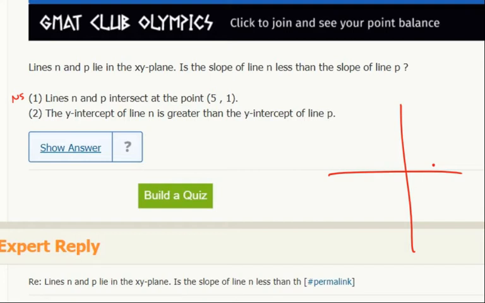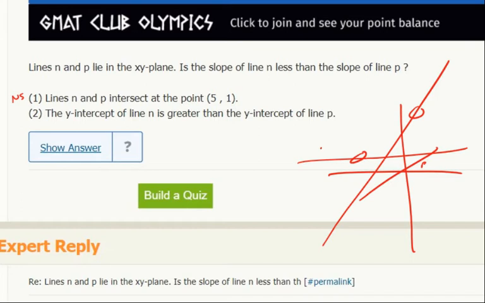Number 2, the y-intercept of line N is greater than the y-intercept of line P. Okay, so line P could go like that. The y-intercept of N is greater, but it could still be a line going like that, or a line going like that. In this case the slope is less, in this case the slope is greater. You just kind of visualize it. These are possible values of N. So that's not sufficient on its own.